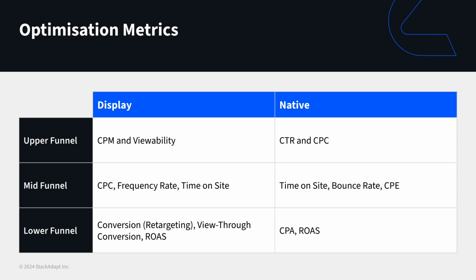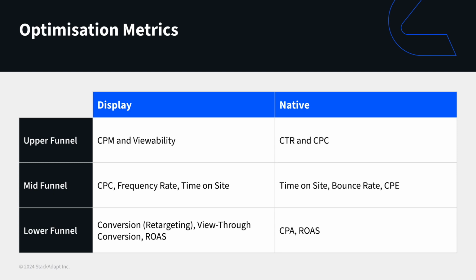And then lastly, viewability rate. While important across digital advertising, viewability is a key concern for display ads. So it measures the percentage of ads that are actually seen by users, considering factors like ad placement and user behavior. Now let's go to native advertising unique KPIs.